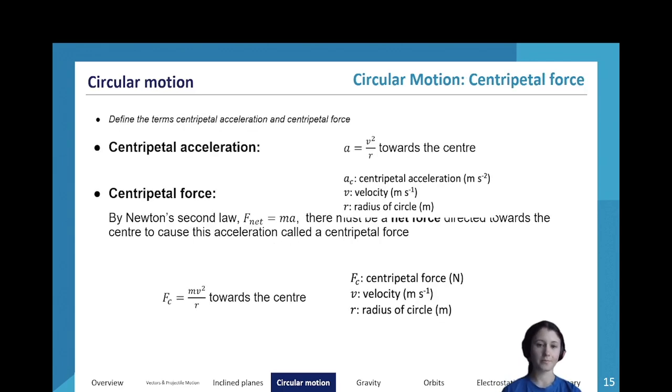Let's move on. The centripetal acceleration is a equals v squared on r, and that acts towards the center. The centripetal force is equal to mv squared on r, and that also acts towards the center. So, whenever you are solving questions and figuring out these values, make sure that you always write the direction, which is going to be towards the center for the centripetal acceleration and the centripetal force.